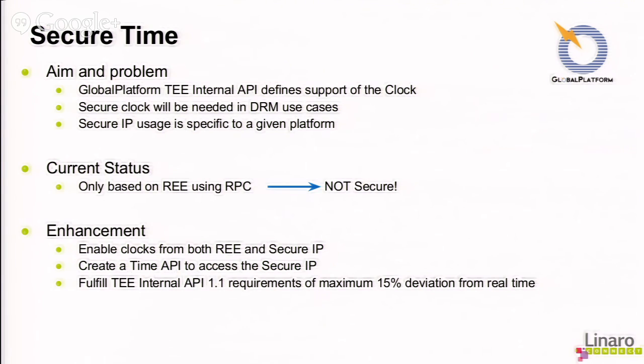So we're going to implement it. It's actually almost done. Last week we merged patches for this. So now we have a time API, which makes it possible to get a secure time from different hardware you're using. And as you can see, there's a little bit tougher requirement now in the internal API compared to the past. You cannot deviate too much from the time system.